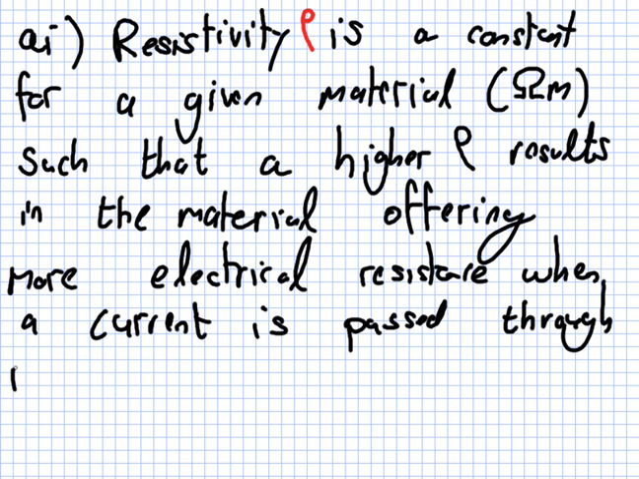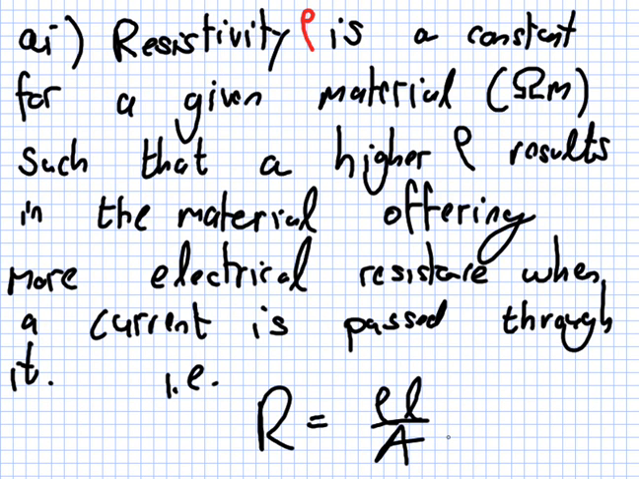when a current is passed through it, i.e. resistance equals rho L over A. It doesn't have to be exactly like that, but I'm just looking for you to explain the idea that a bigger resistivity results in more resistance.